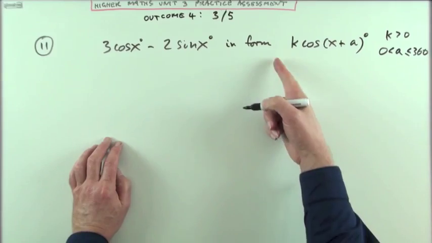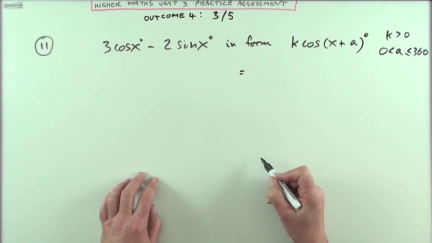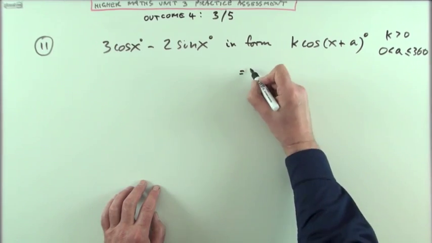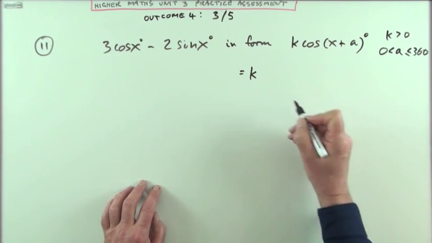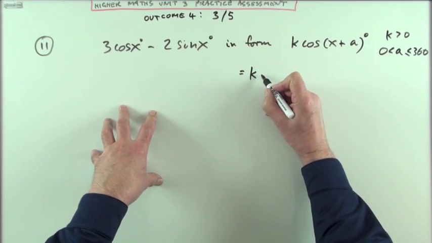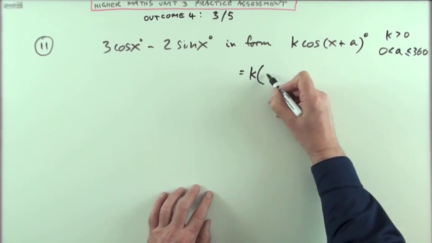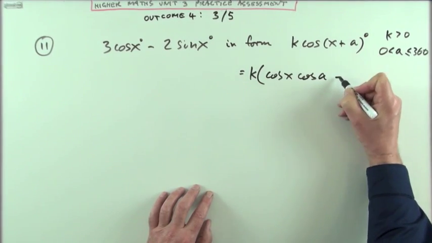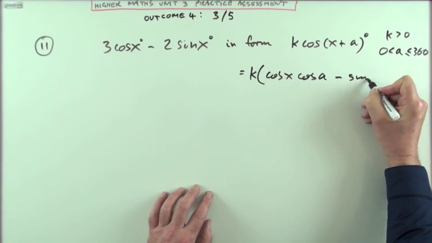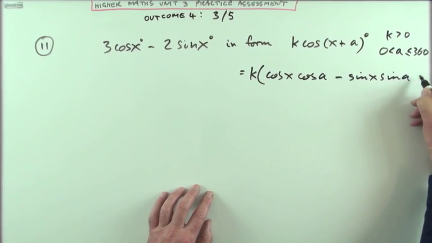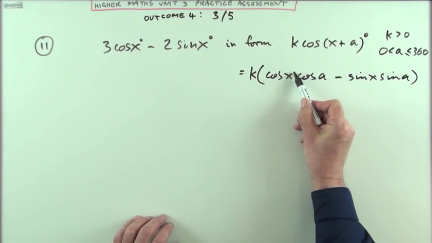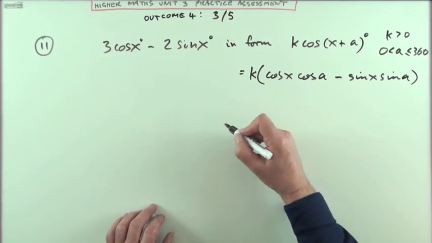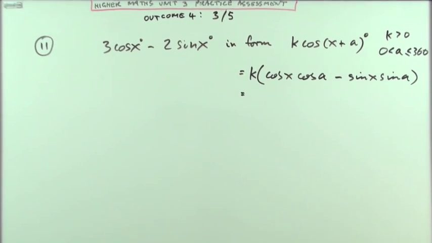Still, the first part would be, if I want to write it in this form, then expand the cosine of the sum of two angles. I'm going to do it in 2 steps. You can do that in 1 if you like. So that'll be k times cos x cos a minus, check your formulae, sin x sin a. Now, strictly speaking, each of these requires a little degree sign still, but nobody bothers to do that because it's such a cumbersome thing.